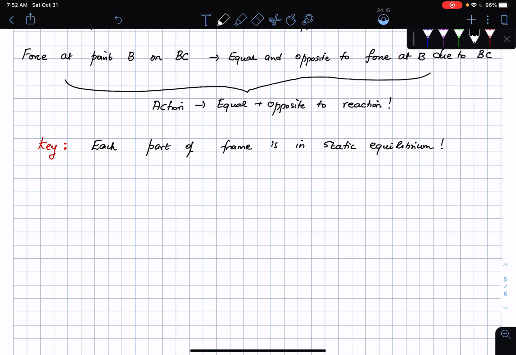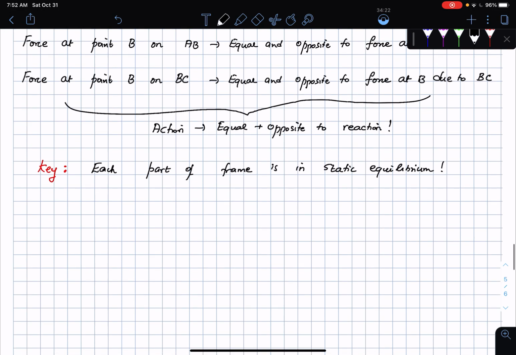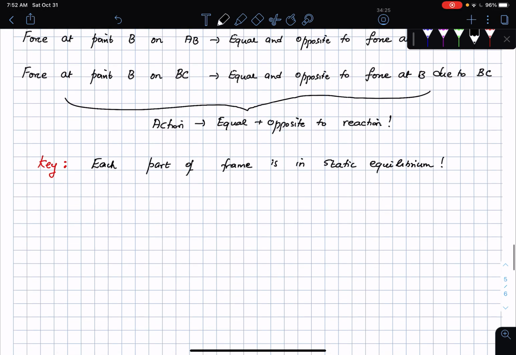Okay, which means that I can apply the equations of static equilibrium for each of them. Okay, and which one do I start off with? I can start off with any of them. Okay, so let me start off with the pin at B.